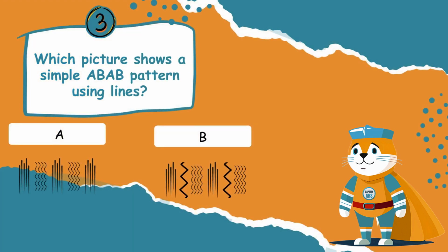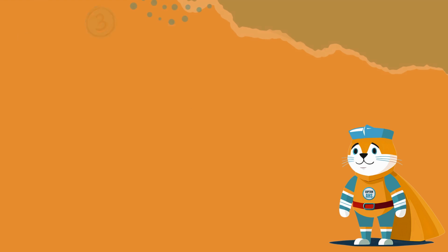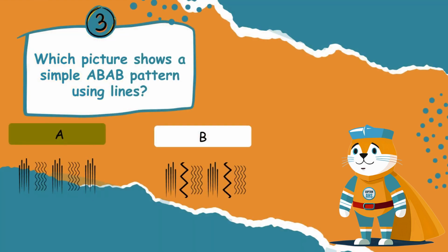Which picture shows a simple ABAB pattern using lines? Option A, a pattern of a straight line, wavy line, straight line, wavy line. Option B, a pattern of a straight line, zigzag line, wavy line. ABAB means the first and second types of lines repeat in the same order. Option A is correct. Good job!